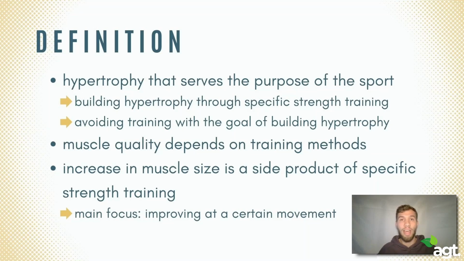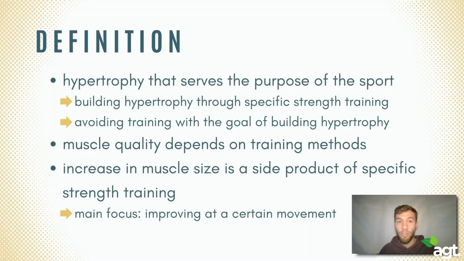Now, if we're doing that, yes, we're going to get an increase in our muscle size, but is it going to serve our sport? The problem with this artificial hypertrophy is that the muscle quality might not serve your sport as it should be. It's probably going to be mainly slow twitch muscle fibers, and it's going to be trained over the whole range of motion, which you also might not need necessarily. So when you're building hypertrophy, it should be done by specific strength training, going back to the concept of specificity.